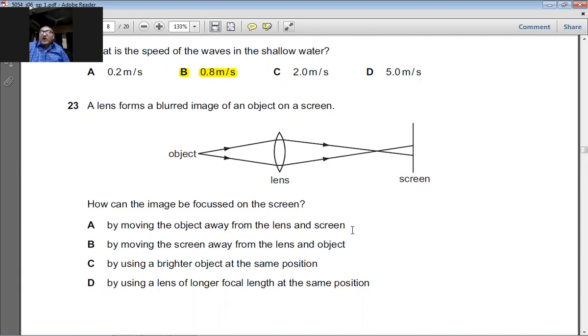So by moving the object away from the lens and the screen, that's wrong. By moving the screen away from the lens and the object, that's wrong. By using a brighter object at the same position, that is also wrong. By using a lens of longer focal length at the same position. So here you put a lens whose focal length is longer. So instead of crossing here, they will cross on the screen. So I think D is the right choice.